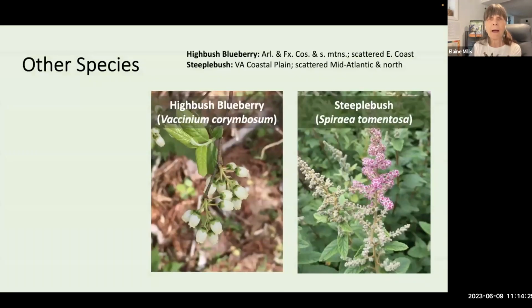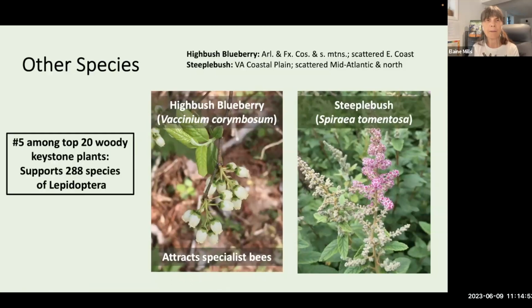And very quickly, I'd just like to highlight a few species that aren't as prominent in Virginia. Some of them are even growing down into the southeast. They do grow well here in Northern Virginia. The first is highbush blueberry, Vaccinium corymbosum. This, of course, is attractive for its fruit, and these lovely flowers will attract a specialist bee. This is number 5 among the top woody plants, the keystone plants studied by Doug Tallamy. It supports a large number of species of Lepidoptera, 288.